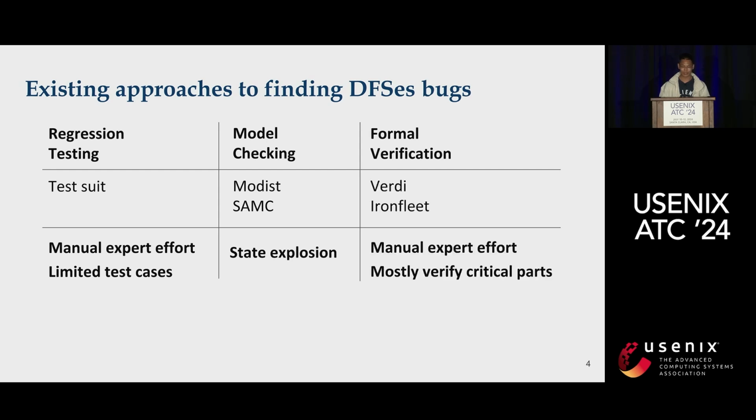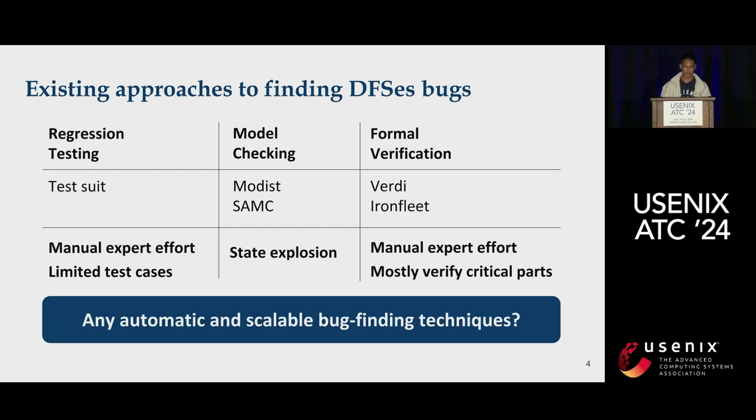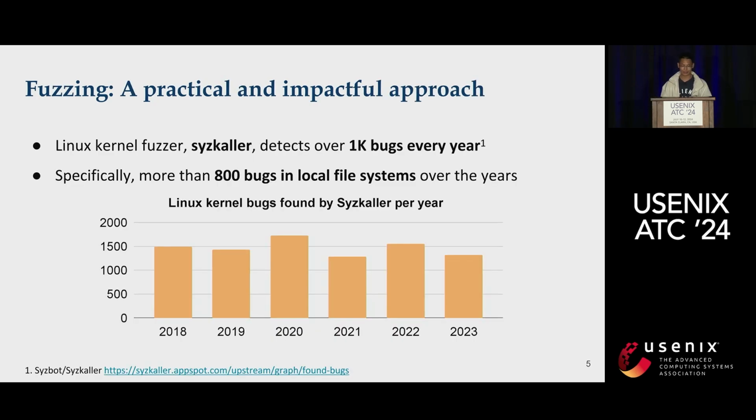Similar to regression testing, formal verification always needs a lot of manual effort to write proofs. And thus, usually it's only applied to the critical components of distributed systems, like verifying the consensus protocols Raft or Paxos. So in this case, we may wonder, are there any automatic and scalable bug fighting techniques for distributed file systems? The answer is fuzzing.